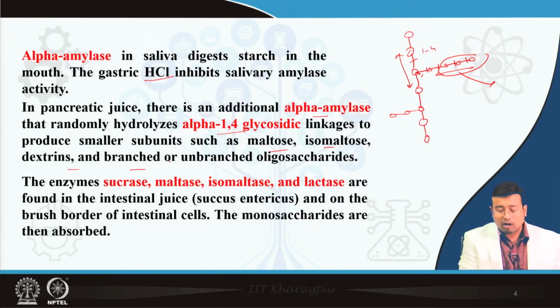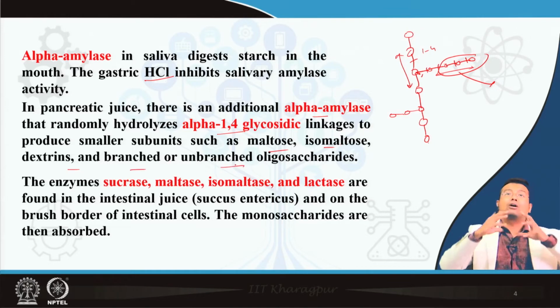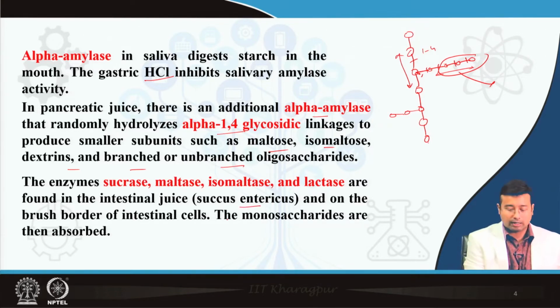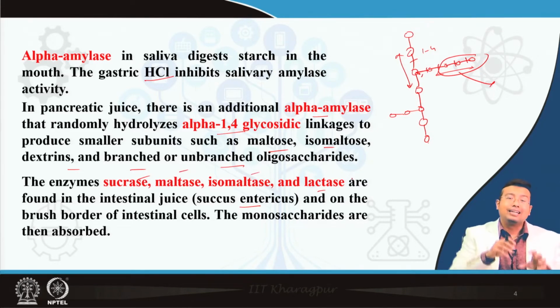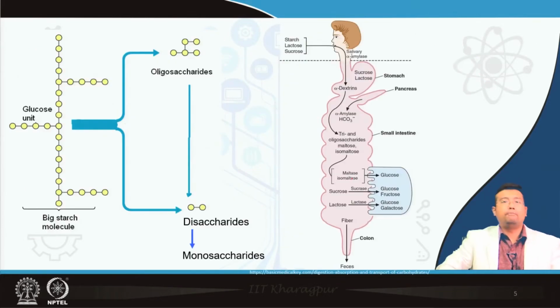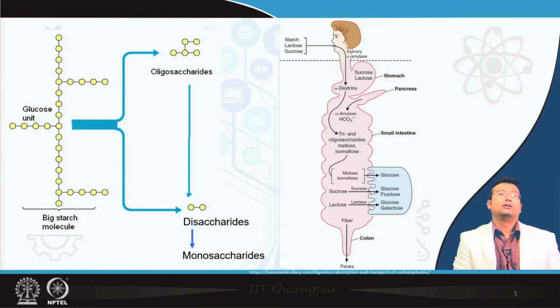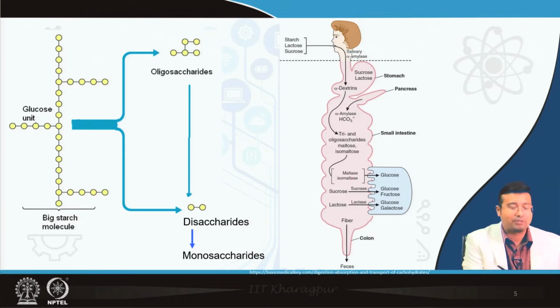It may be branched or unbranched oligosaccharides depending on how complex our food was. Then the specific enzymes that are present in the intestinal brush border cells or succus entericus in the small intestine, that is sucrase, maltase, isomaltase and lactase, will act on those disaccharides, which will be converted to monosaccharides and then they will be absorbed. Alright. So, this is an overview of how the carbohydrates are digested. So, this is the thing that I drew in the previous slide, right.